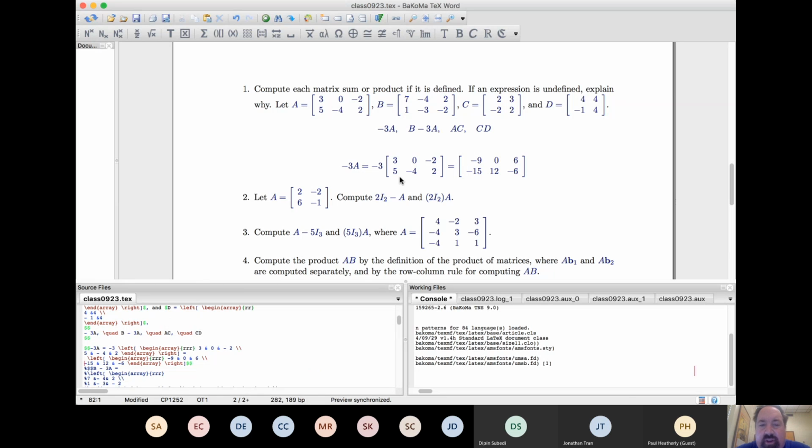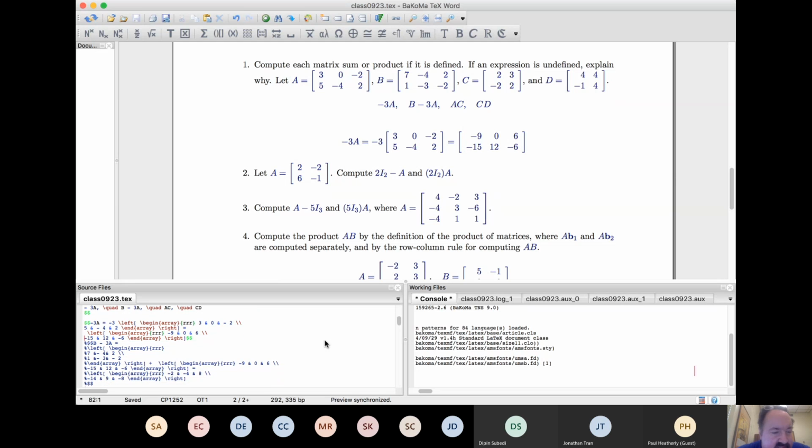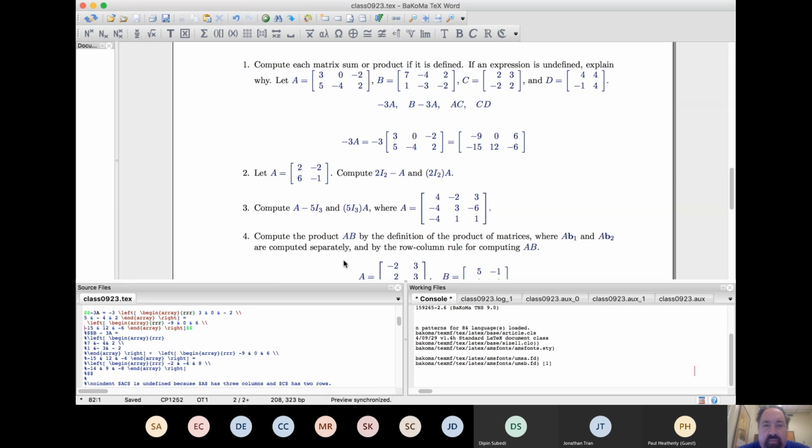So the first one, all we're doing is we're taking this first matrix A and we're multiplying it by -3. So all that means is we're taking each individual entry of A, multiplying that entry by -3. So not much going on here. So we just carry out the product of each entry and then we're done. Then I'm going to use that in this next operation.